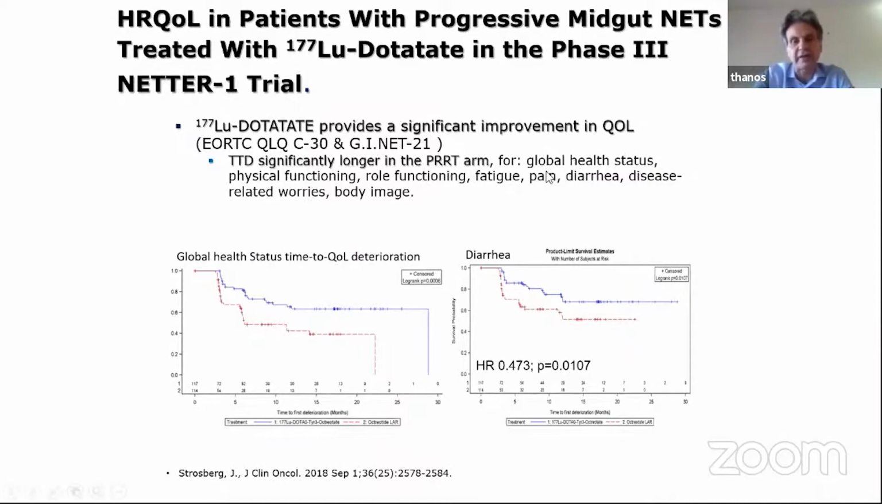And in this study, we look at the response of patients in the NETTER-3 study, response to PRRT with 177 lutetium and Lutathera. The reduction of 5-HIAA was associated with substantial reduction of the symptoms, particularly diarrhea.